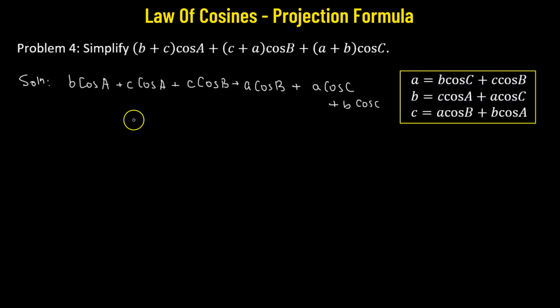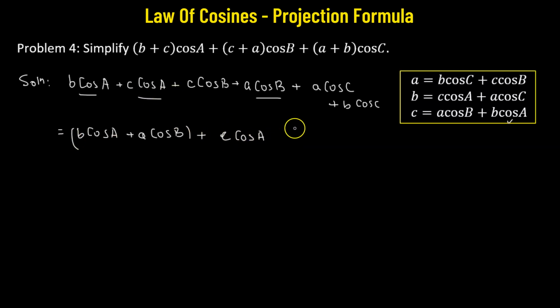Now we're going to combine two terms at a time. So let's first combine b cosine of A. So we have b cosine of A. We're going to combine with a times cosine of B. So let's look for a cosine of B. So we have a cosine of B. Then we're going to take c cosine of A. So we have c times cosine of A. Then we have to look for the term containing c cosine of A.